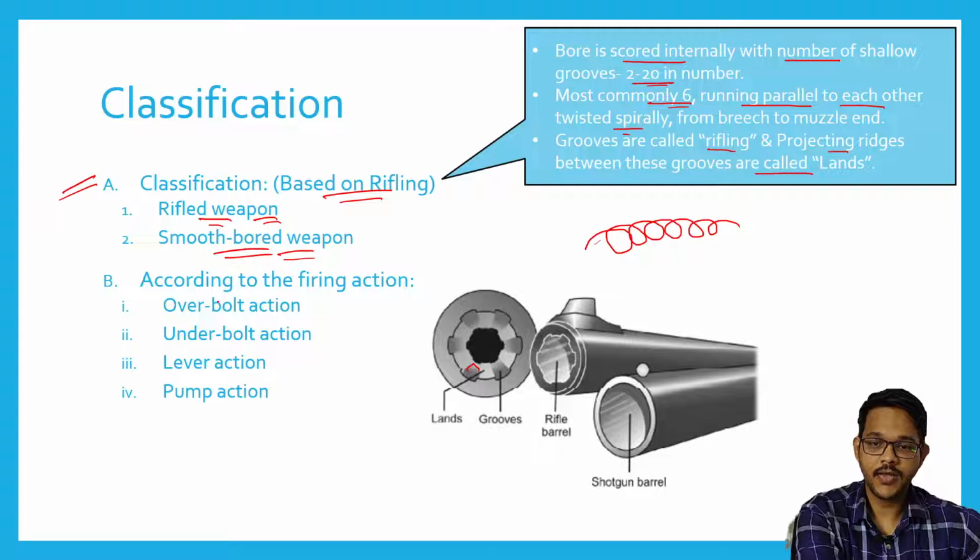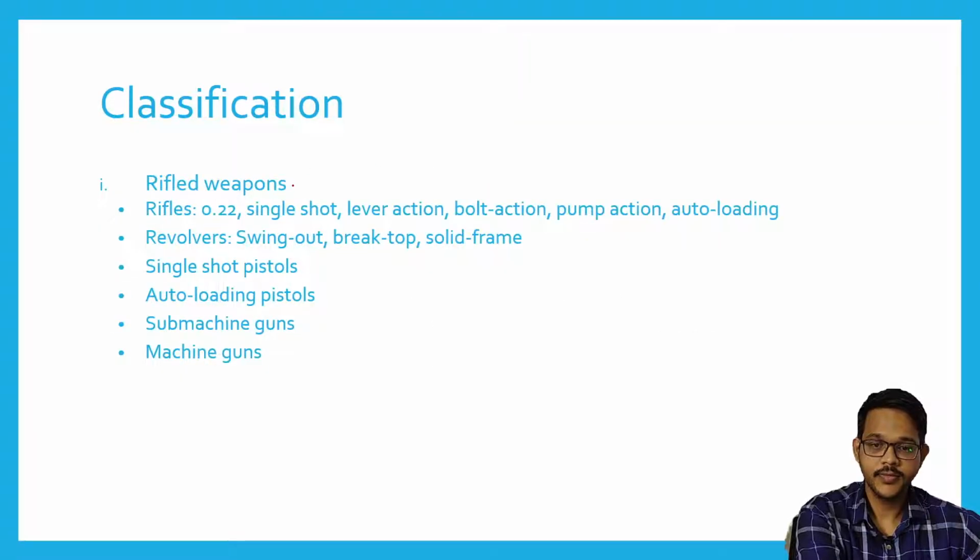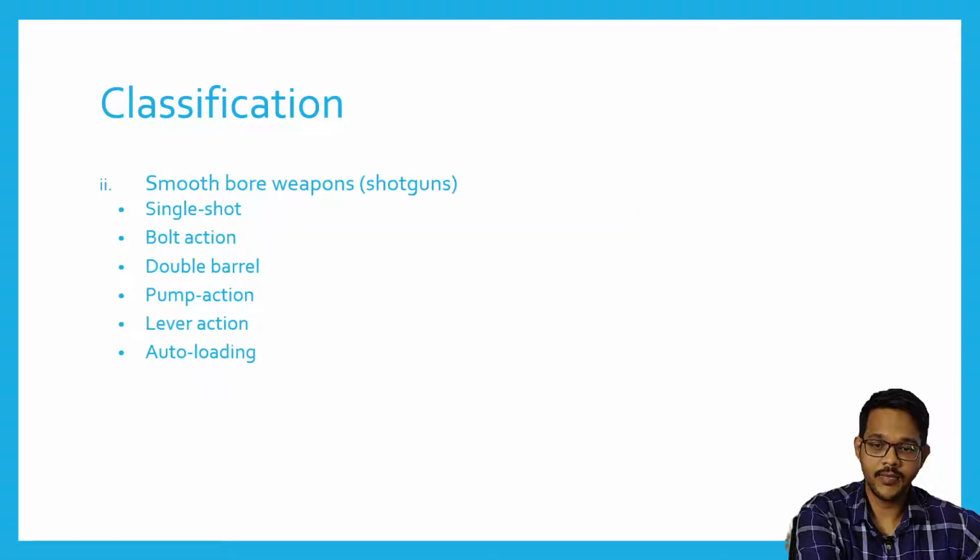Firearms can also be classified based on the firing action. It may be overbolt, underbolt, lever action, or pump action, based on how the cartridges are loaded or fired. Rifle weapons again have different types like .22 caliber, single shot, lever action, bolt action. Revolvers may be like spring rod, break top, solid frame. Single shot pistols, auto-loading pistols, submachine guns, machine guns are present based on different manufacturers, different actions, and magazine presence.